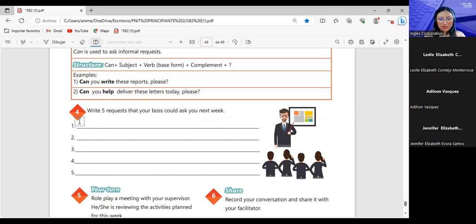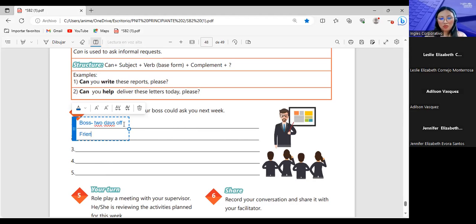Les pongo aquí el contexto. ¿A quién? To my boss. ¿Qué le van a pedir? 2 days off, porque tienen una emergencia. You got an emergency and you need the permission to do something and you need 2 days off. Tienen 2 días, necesitan 2 días de permiso, 2 days off.